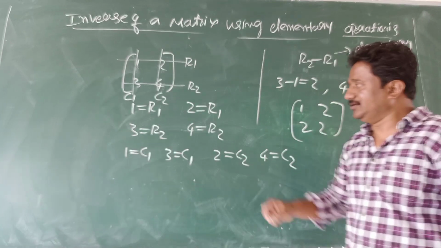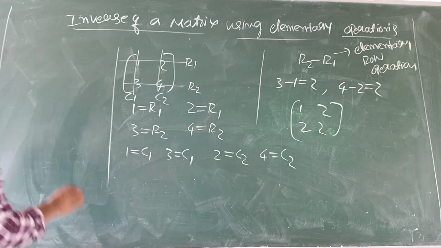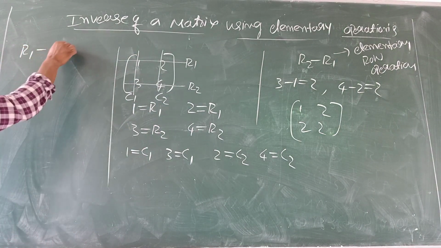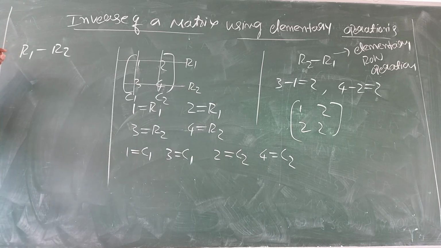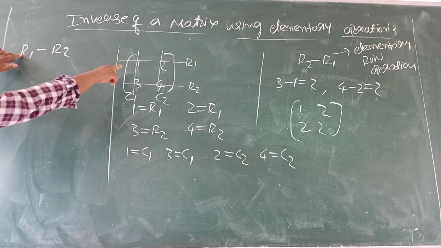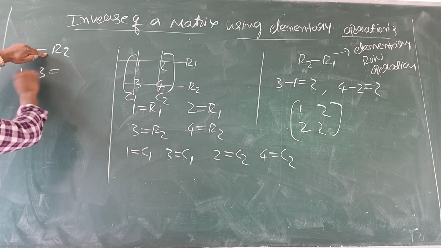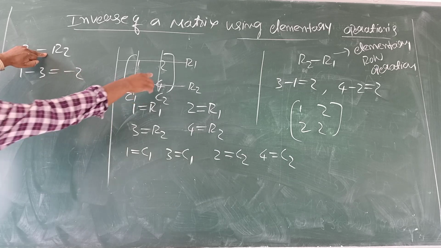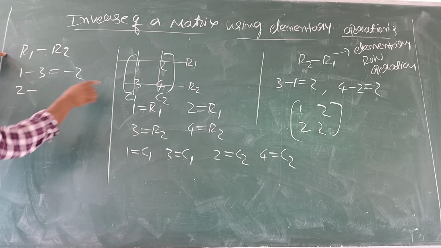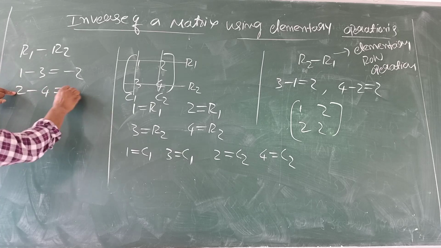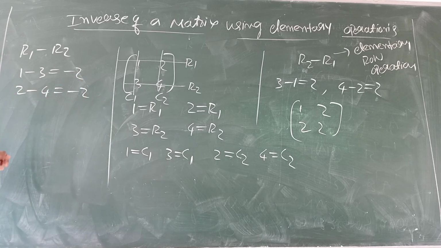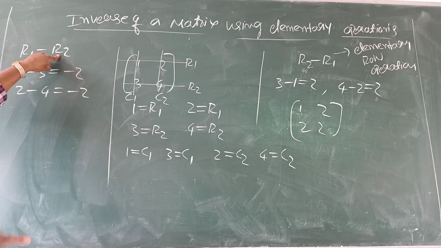R2 minus R1. Again I go for R1 minus R2. Tell me how you calculate R1 minus R2. R1 is 1, minus R2 which is 3: 1 minus 3 is minus 2. R1 is 2, minus R2 which is 4: 2 minus 4 is minus 2. Where should these elements be written? You should write these elements in R1, keeping R2 as it is.